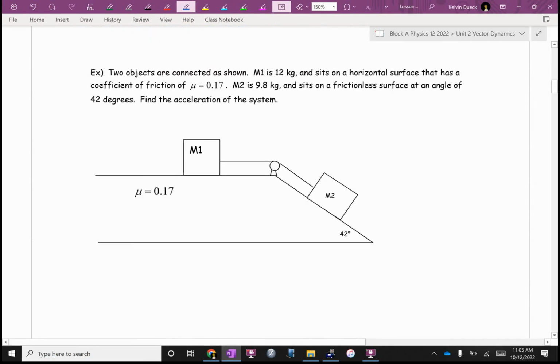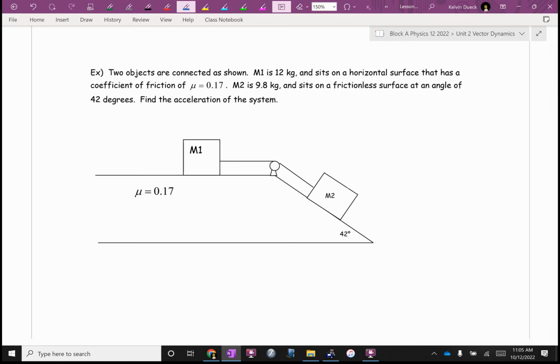Yeah, Madison, it's kind of an Atwood machine with a ramp. No biggie. Two objects are connected as shown. M1 is 12, sits on a horizontal surface that has friction, a coefficient of friction of 0.17. M2 is 9.8 kilograms.